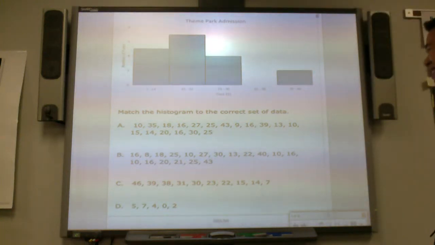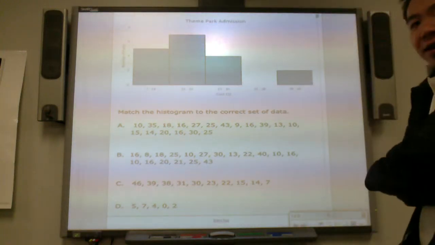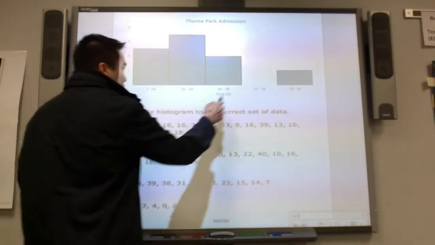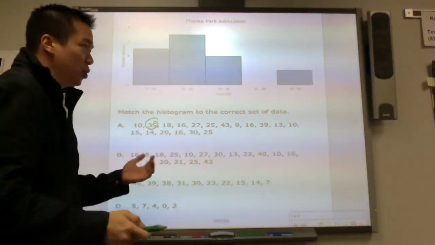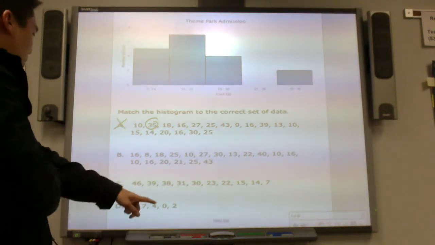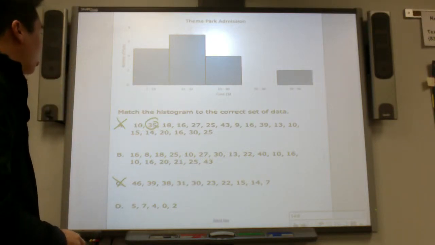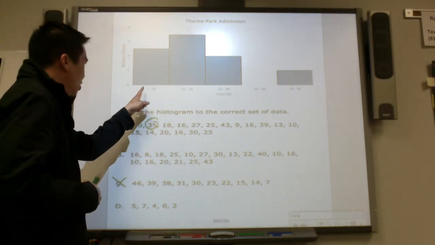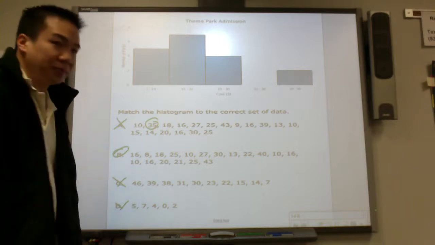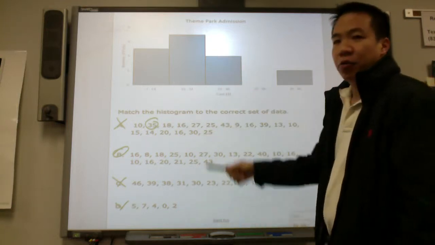Match the histogram to the correct set of data. So from what I can tell, there are no 31 and 38. So I'm going to go around and see which one has a 31 and 38. Well, here's one that has a 35. 35 is between 31 and 38, so it cannot be A. C's out because there's a 38 right there. And let's look at D, 57402. First of all, the minimum is 7. Why do you have 0, 2, 4, or 5? B has to be the answer. So if you graph all of these, it will be part of the histogram.